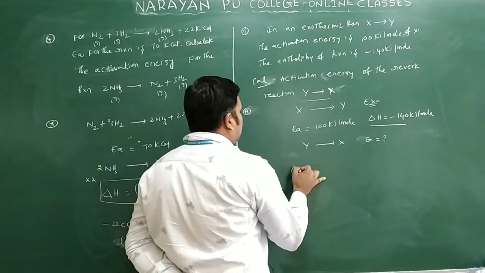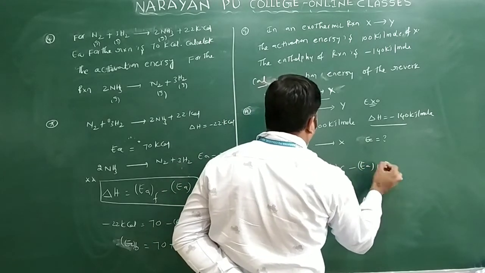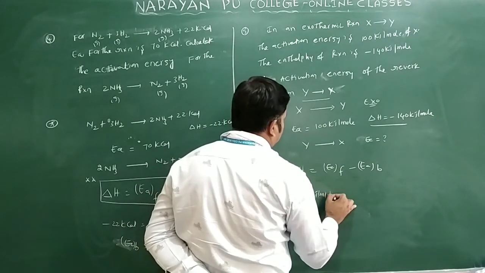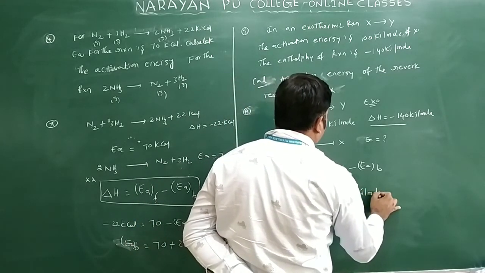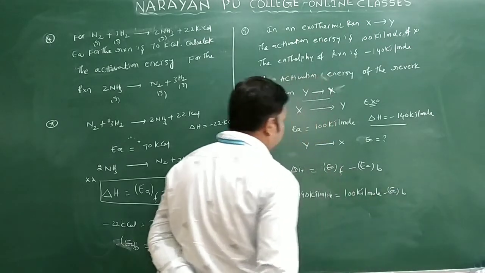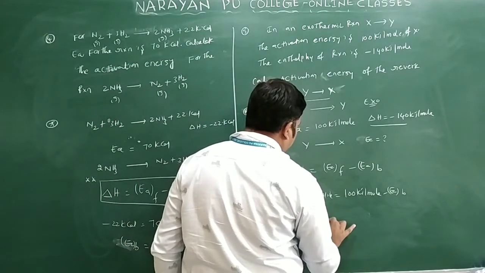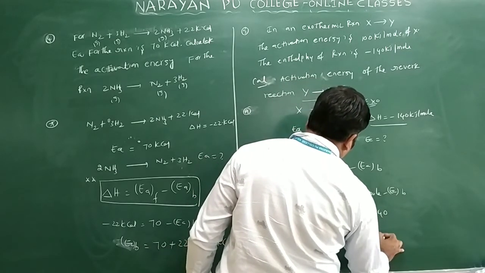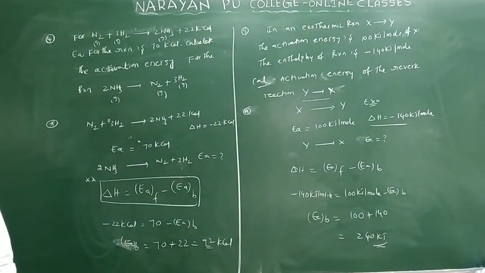What is the formula we have? Delta H is equal to activation energy for the forward reaction minus activation energy for the backward reaction. Delta H is minus 140 kilojoule per mole. Forward reaction is 100 kilojoule per mole, minus activation energy for the backward reaction. Now the activation energy for the backward reaction is equal to 100 plus 140. What you got is 240 kilojoule per mole. So the answer for this question: activation energy for the backward reaction is 240 kilojoule per mole.